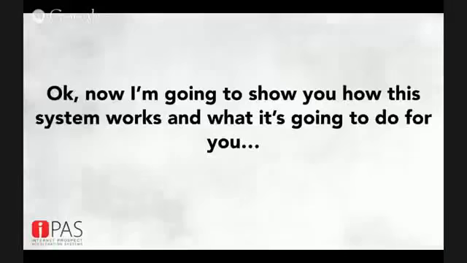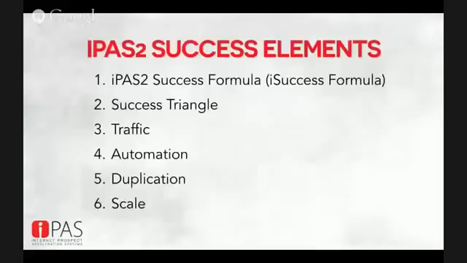Okay, now I'm going to show you how the system works and what it's going to do for you. And it comes down to this. iPas has really 6 elements that I'm going to break down for you, which I call the success elements. The first is the iPas2 success formula, or what I call iSuccess formula. The second is the success triangle. Third part is traffic, automation, duplication, and scale.